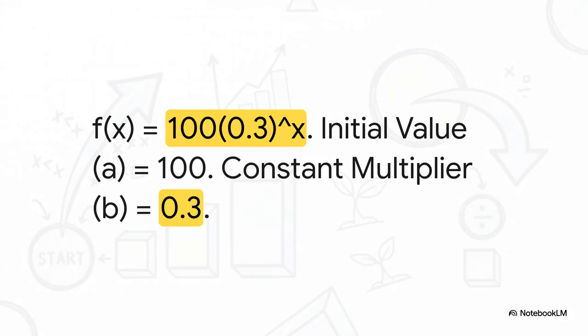And just like that, we can build the whole equation. We take our initial value A, which was 100. We take our constant multiplier, B, which we figured out was 0.3. We just slot them right into the formula, and boom, our function is f of x equals 100 times 0.3 to the power of x. We just took a word problem and turned it into a powerful math model.